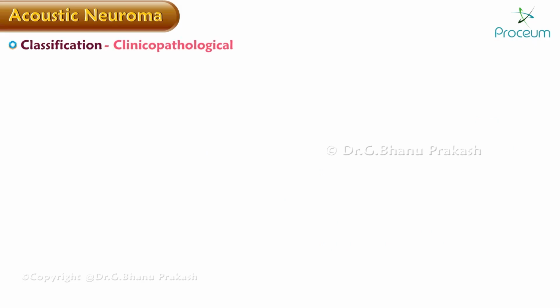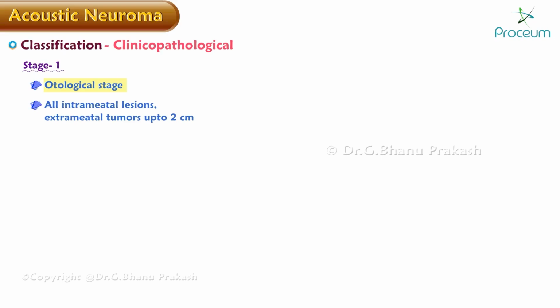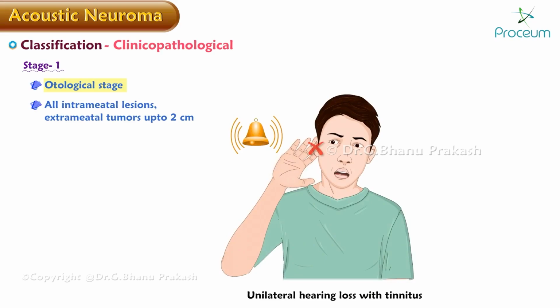Clinico-pathological classification. Stage 1. It is the otological stage. It includes all intrameatal lesions and extrameatal tumors up to 2 centimeters. It causes unilateral hearing loss with tinnitus. Erosion of the walls of the internal auditory meatus is seen.